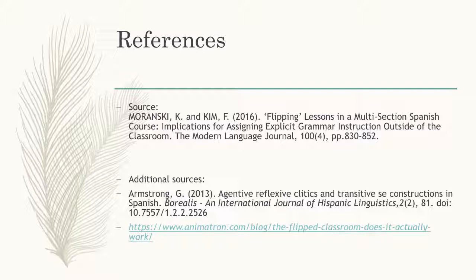And so my references are here. The first one is the article, and then the additional sources were some that I read just to understand what I was reading, and then the images.